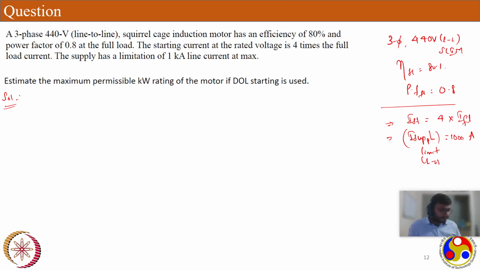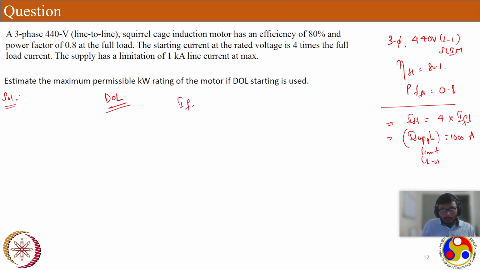So let's see. What is the question here? Maximum permissible kilowatt rating, if it is DOL. Since we are using DOL, there is no reduction in starting current burden. Whatever the starting current is, it's four times the full load current. It's already there, so we can't do any change here because direct online starting doesn't have any decrement in the burden. It's just used for small motors. That's why. So for DOL starting, we know that there is no such limit on it.